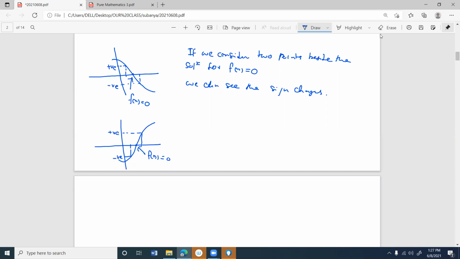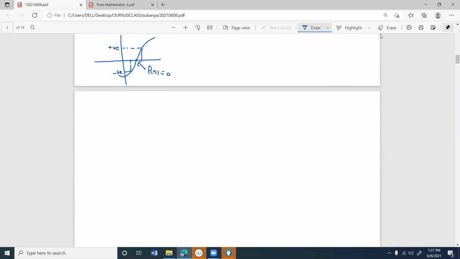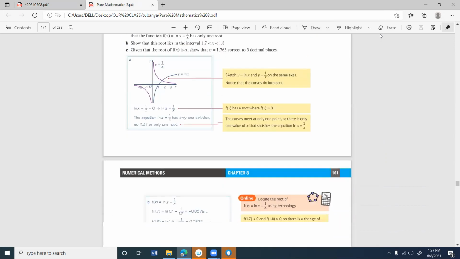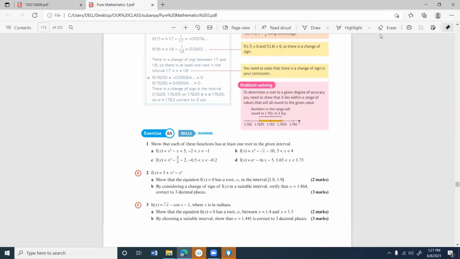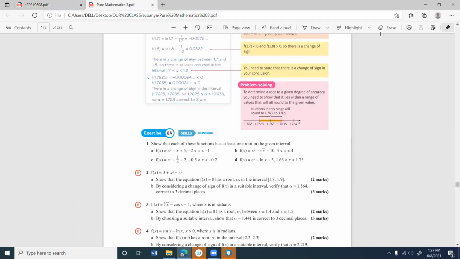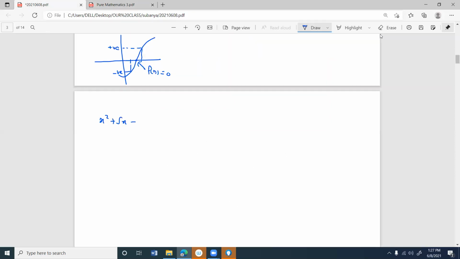Okay, now let's go ahead with some kind of question and let's try to understand this one. Now, if you come up with a situation somewhere like this, we will get one example from the textbook. It will be kind of easier. Suppose that we need to solve x squared plus root x minus 10. We need to find the solution for this.